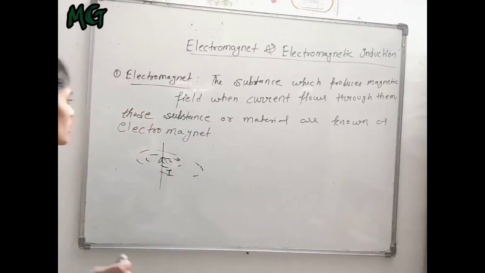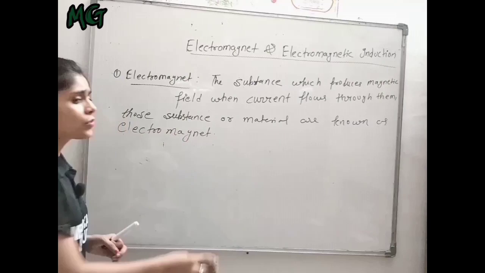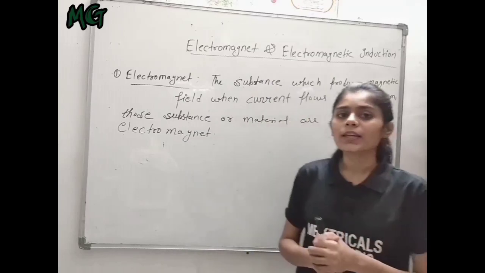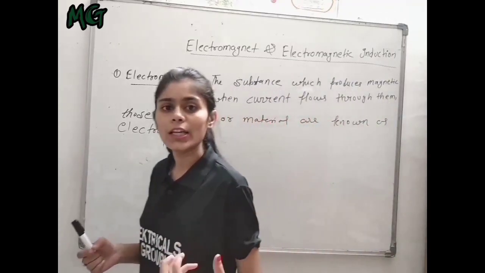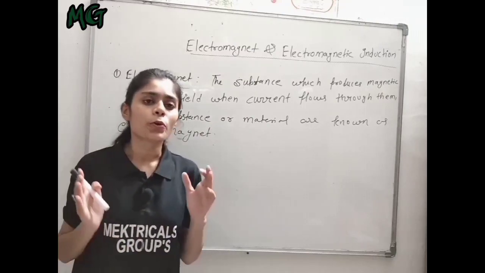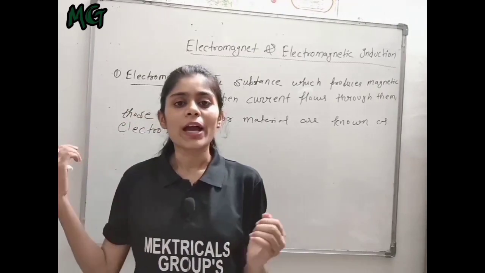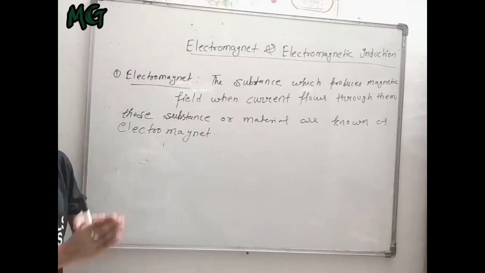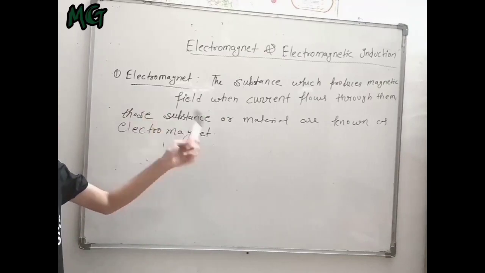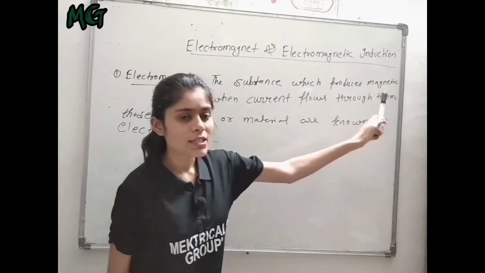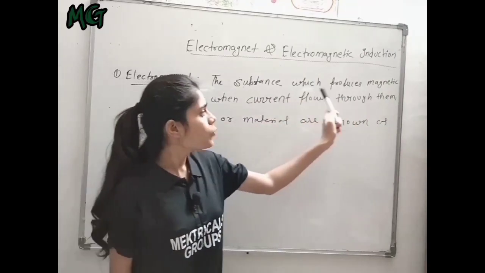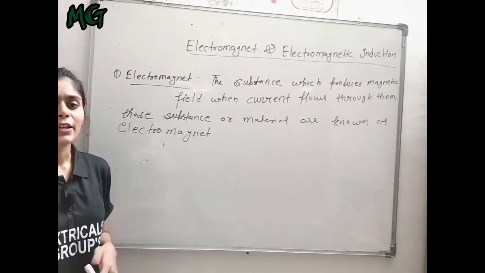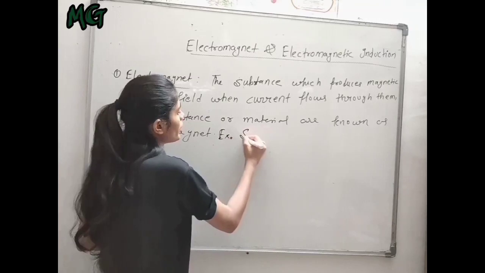Okay, next students, it was found that this effect has so many applications, so many uses. So intentionally we have designed some substance or material which has the property to produce a magnetic field when current passes through it, and those substances or materials are known as electromagnets. For example, a solenoid.